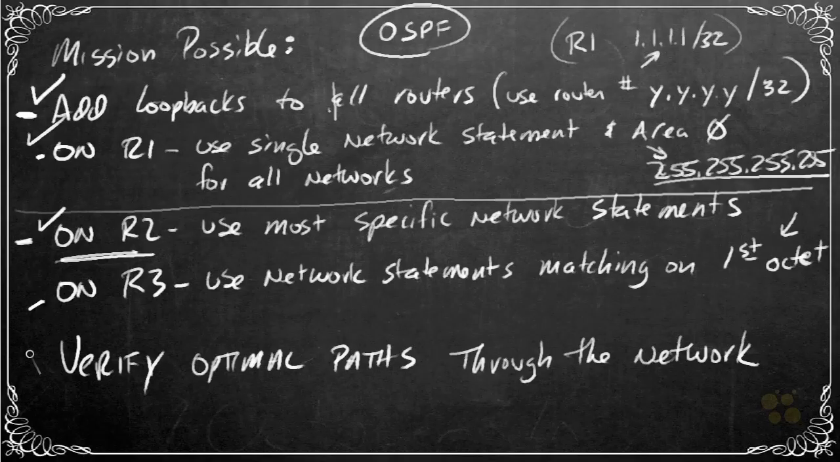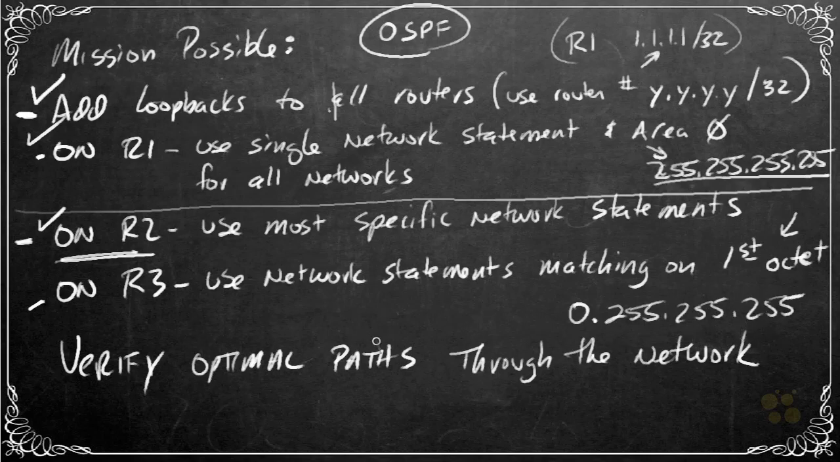So on R3, we're going to use network statements matching on the first octet. So we want to include all the networks, put them into area 0 for OSPF, and match on the first octet. So what that means is we're going to use a wildcard mask of 0, meaning we care about that first octet, and then 255.255.255 for the last three.